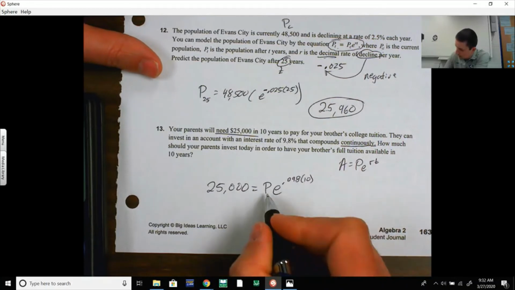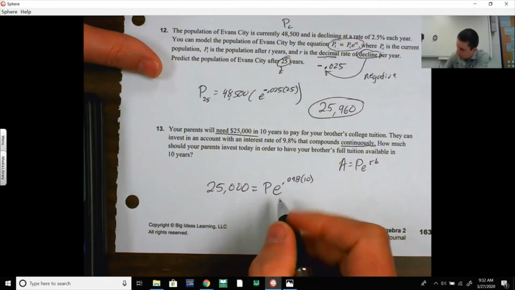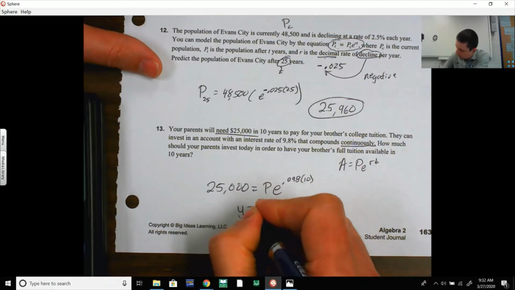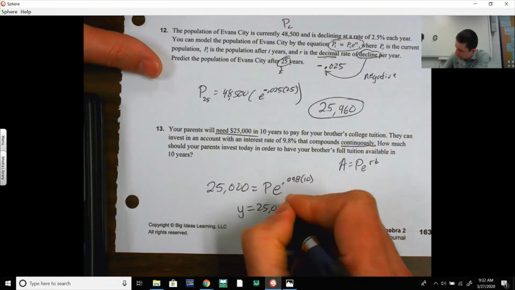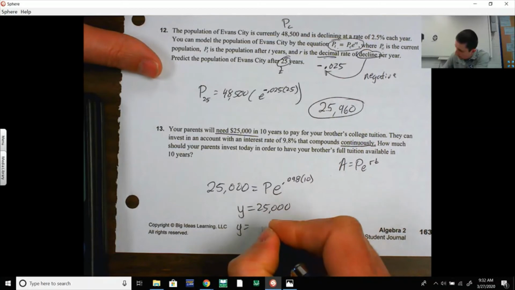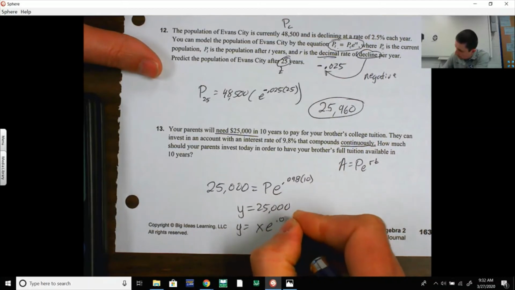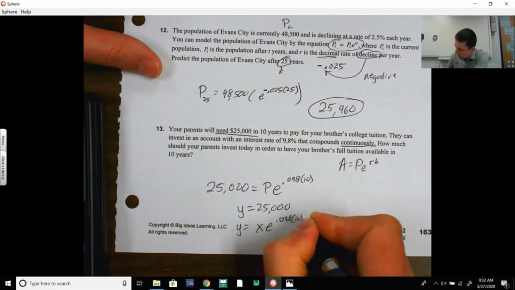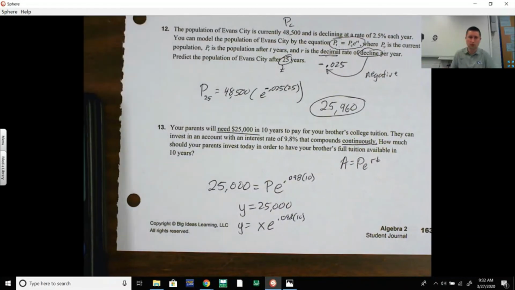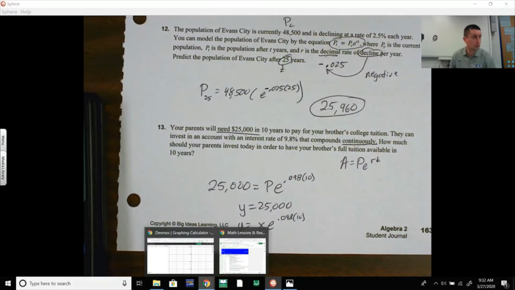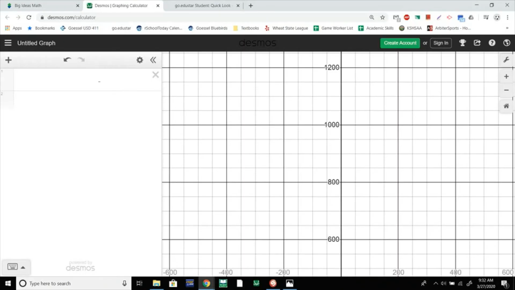Okay, and we need that P. So we have two functions here. We're going to graph y equals 25,000. And we're going to graph y equals x times e to the 0.098 times 10. Those are two equations, good old Desmos. And then we're going to do a lot of zooming again.